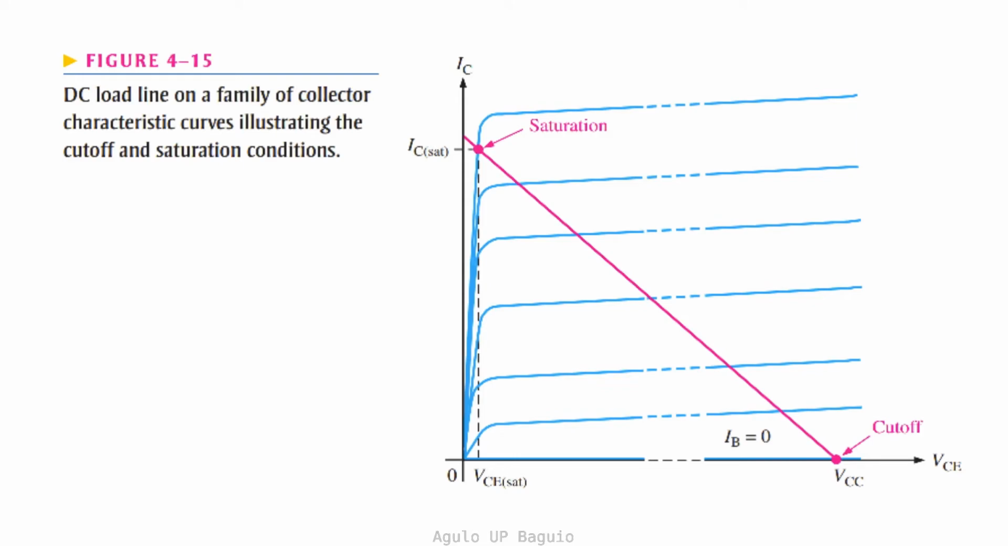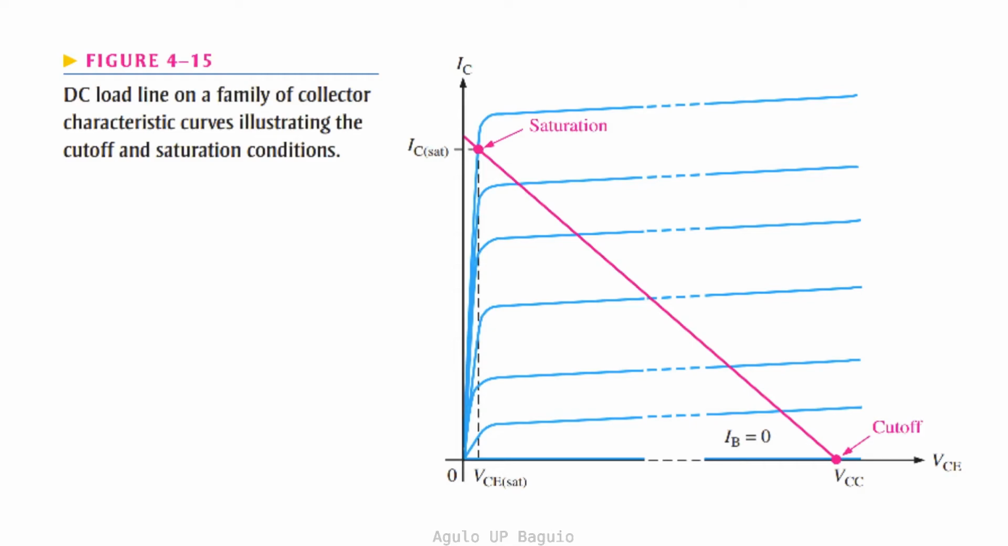Cutoff and saturation can easily be illustrated in the IC versus VCE curve, or the collector characteristics curve, through the use of load lines. The load line is determined by connecting a line from the cutoff voltage to the saturation current. The cutoff voltage is easily determined, since this is the voltage corresponding to when IC equals 0. If IC equals 0, then VCE is just equal to VCC. The saturation current is basically when VCE equals the saturation voltage across the collector and the emitter.